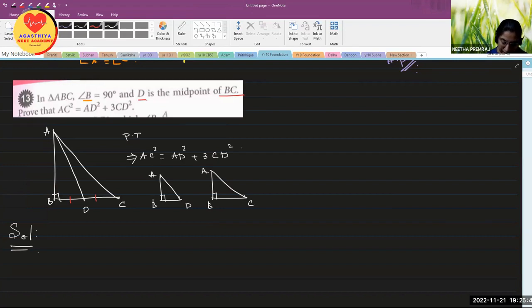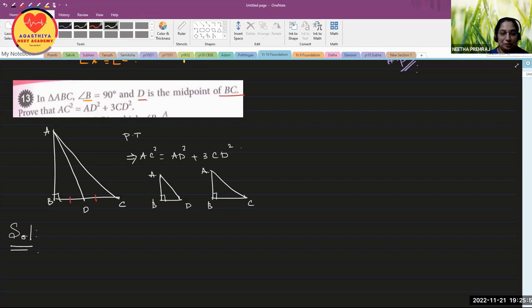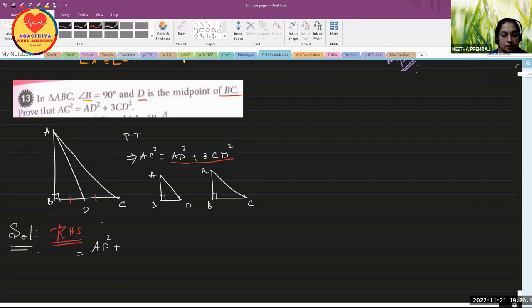Guys, have you got the idea or shall I do the sum? Couldn't figure out the idea, ma'am. Okay. I'll do it. Don't worry. See, I take RHS. RHS means right hand side. I take RHS side: AD square plus 3 CD square. We want to convert everything into AC.